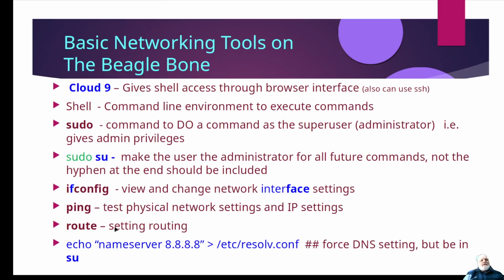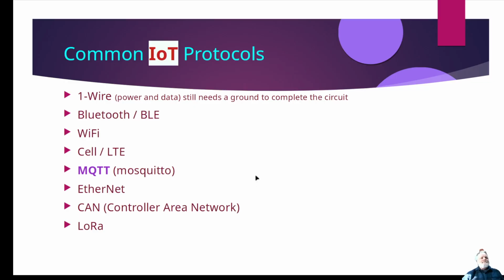They have a route command, which will show you your default gateway. And if you need to change a DNS, one way of doing that is through the /etc/resolv.conf file. This command forces the Google default DNS server into that configuration file. So if you're having DNS issues, that's one way to correct that.